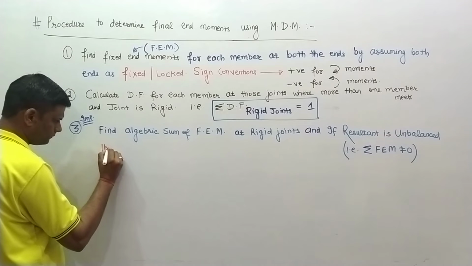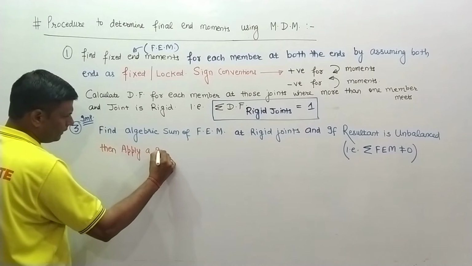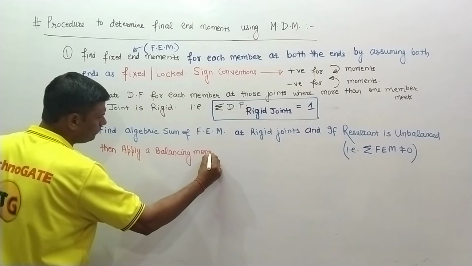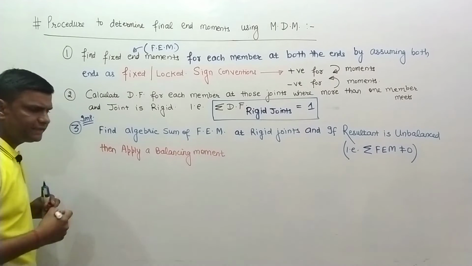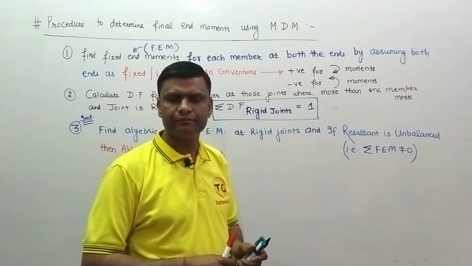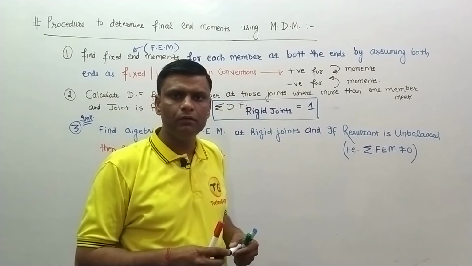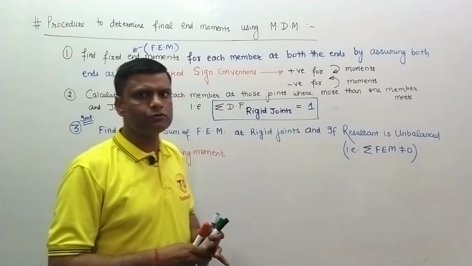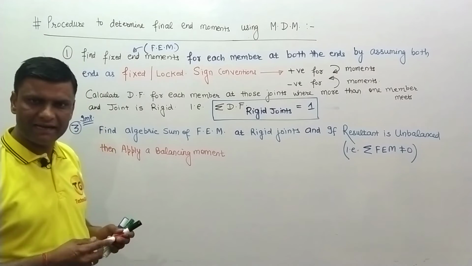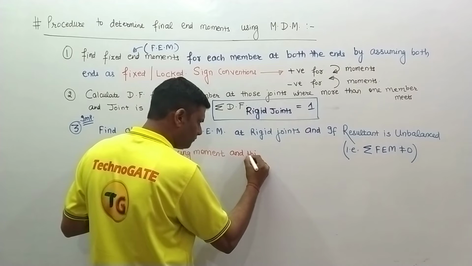Then apply a balancing moment. Please be careful. The magnitude of this balancing moment will be equal to this unbalanced moment. Let us suppose that the unbalanced moment is -5, for example. Then we have to apply +5 because we have to compensate that particular unbalanced moment.